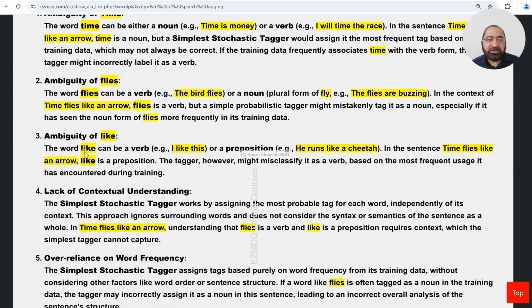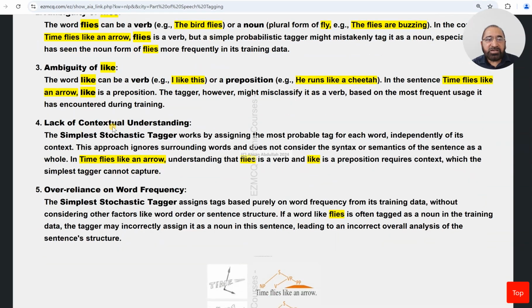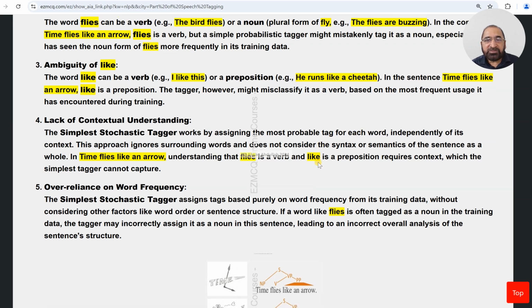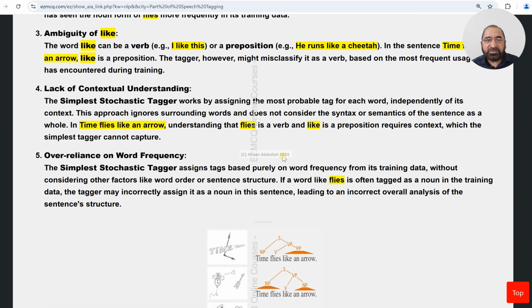And ambiguity of like as a verb: I like this. He runs like a cheetah. Time flies like an arrow. So there's ambiguity here. What is meant by like, as in liking, or like as in association? So there is a lack of contextual understanding. When the context is not there, there can be multiple part of speech taggings because of the ambiguity in the wording itself.